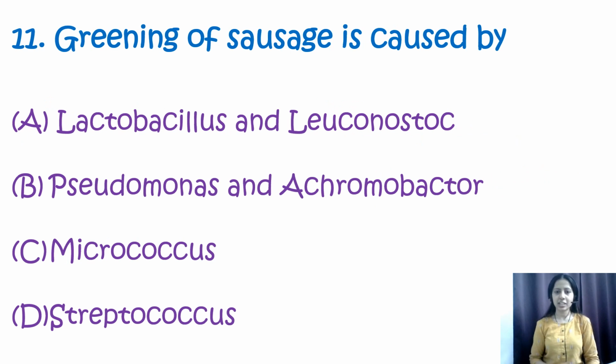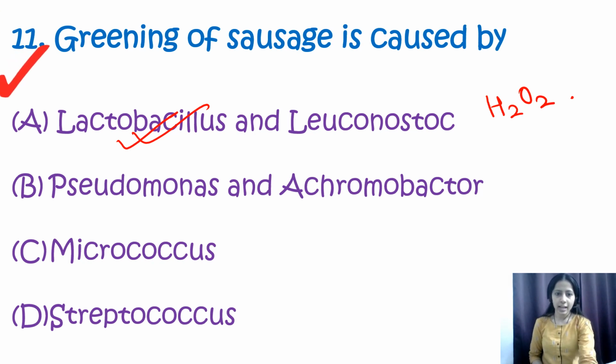So question number 11, greening of sausage is caused by: options are lactobacillus, leuconostoc, pseudomonas, acromobacter, micrococcus and streptococcus. So this greening of sausage is basically known as green discoloration. It is caused typically by the production of hydrogen peroxide, that is H2O2. This is produced by the bacteria lactobacillus and leuconostoc. These two bacteria produce peroxides, which further lead to the greening effect in the sausage. So over here the correct option is option number A, that is lactobacillus and leuconostoc.